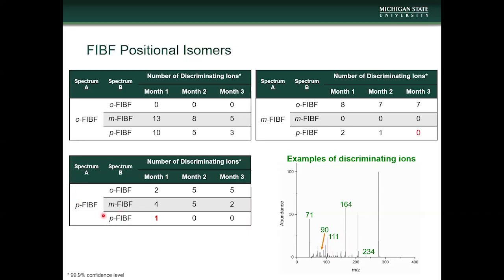But then for para, compared to other spectra of the para isomer, in the 2nd and 3rd month, we had 0 discriminating ions. And the spectrum down in the bottom right here is just highlighting some of the ions that were identified as discriminating ions across this data collection. And again, just to highlight that while some of the ions, for example, mass to charge 71 and 164, are dominant, intense ions in the spectrum, there are other ions that were discriminating ions, such as 234, that are very low intensity ions. And so when you're doing a visual comparison of these spectra, your eye is not naturally drawn to those lower intensity ions, but these are still important for discrimination.